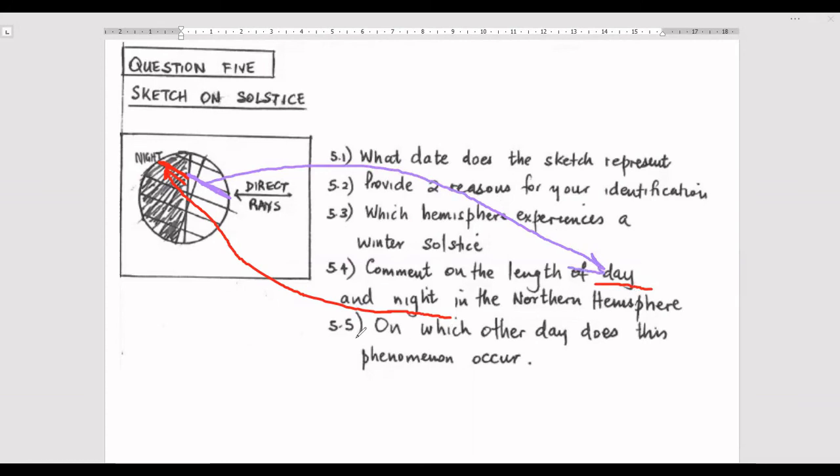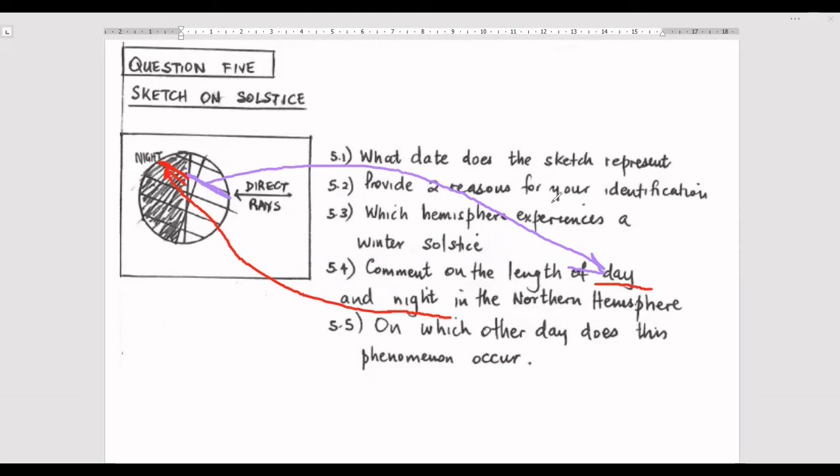5.5. On which other day does this phenomenon occur? Now it takes place on the 21st of June. That's your summer solstice for the northern hemisphere, winter solstice for us. It's the opposite seasons now. That's your seasonal variation.